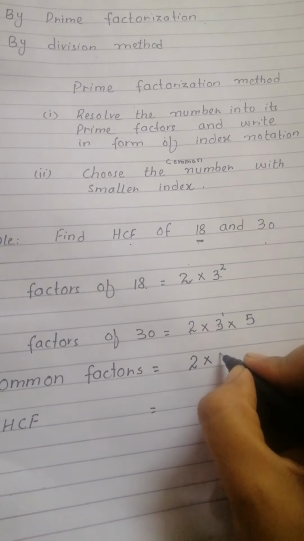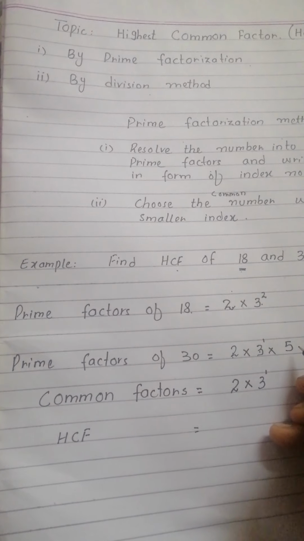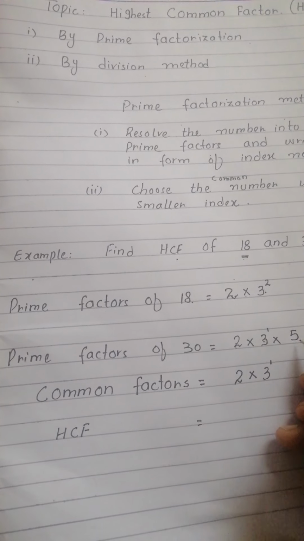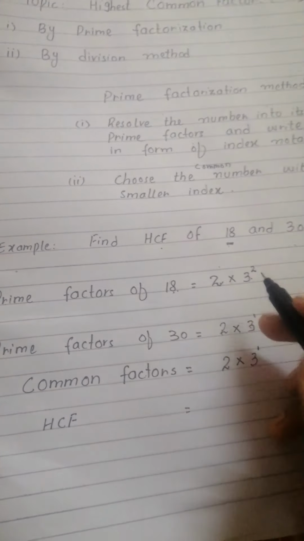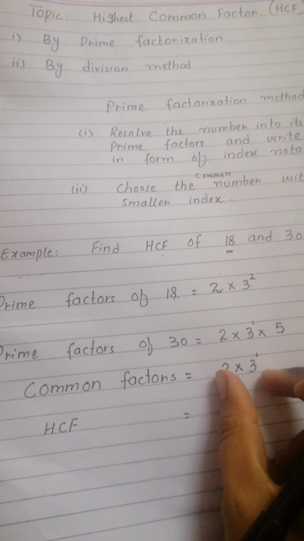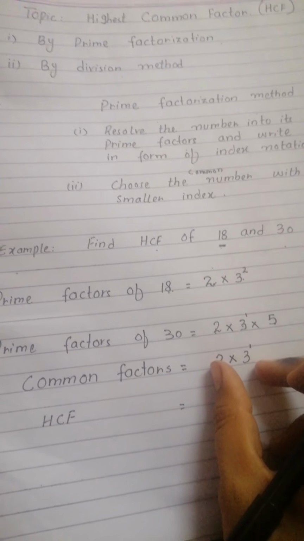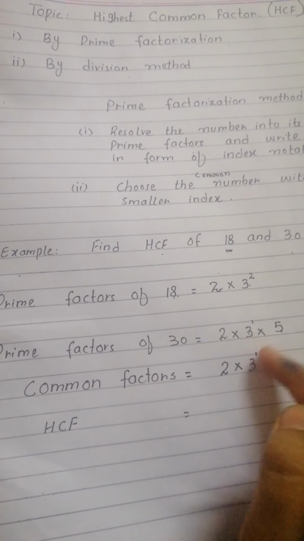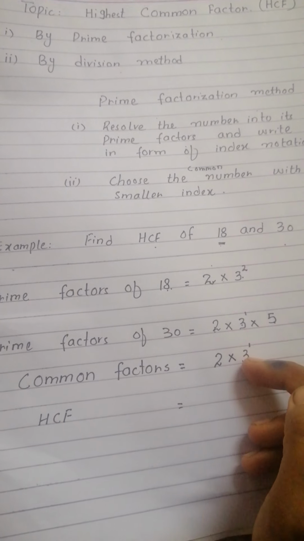And the next number is 5. I will not write 5 over here. Why? Because 5 is not common. It is not a common factor. 5 is a factor of 30 only, it is not a factor of 18. So I will not write 5 over here because I have to write the common factors with the smaller index, those that are in both. In HCF we only have to write those that are in both, and we have to write the one whose power, between the two, is smaller.